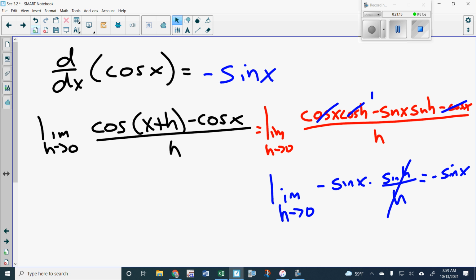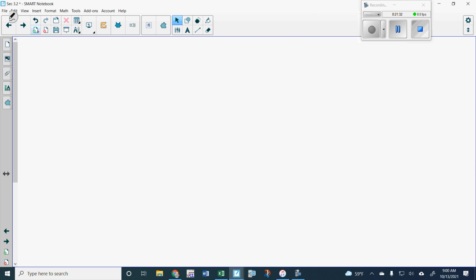Now, let's do one more here. I'm going to give you a piece of paper here. It's going to be tangent. I want you to figure out the derivative of tangent. I'm going to need to see this. Now, I'm going to give you a hint before you do it. Your secret formula back here.